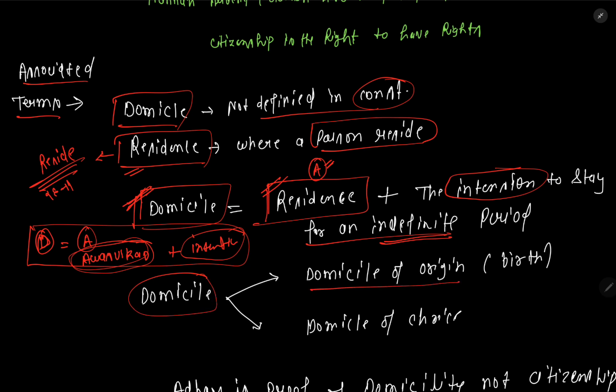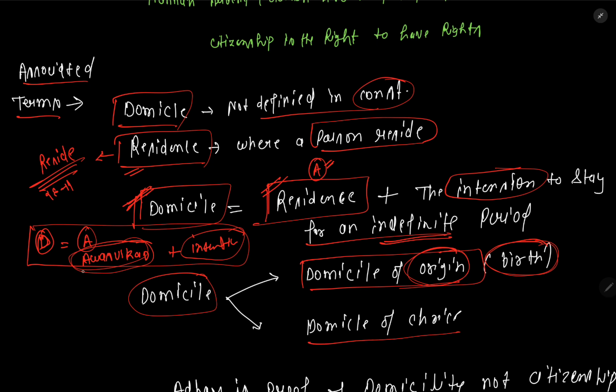The first one is the domicile of origin. What does this mean? Where I was born. Here I don't have any choice. Where I was born or took birth cannot be my choice, because at that time I'm not conscious enough to decide the place where I'm going to be born. So this is not my choice, this was not in my hand. So domicile could be of two types. The first is the domicile of origin, where I have taken birth. The second is the domicile of choice.